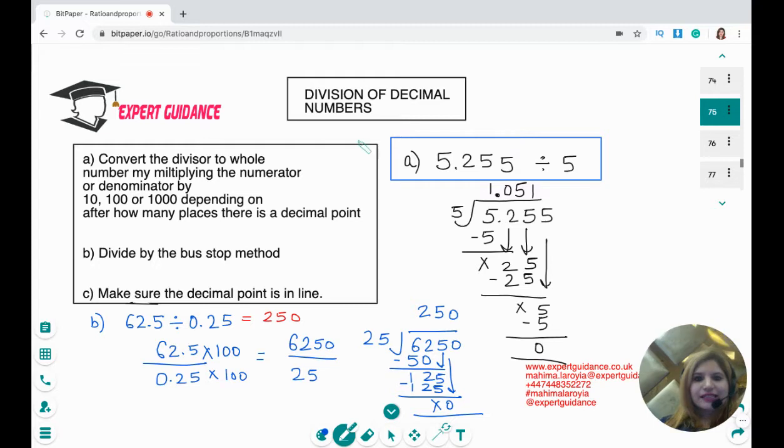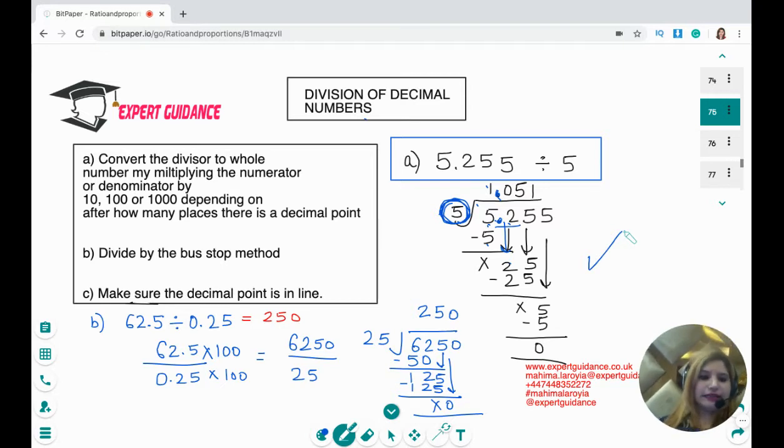Now, let us see division. For the division, if the divisor, that is the number with which you divide, has no decimal point, just do the normal division by the bus stop method and make sure to line up the points. So after you have divided 5, you have dragged the 2. It is after the decimal point, so you place the decimal point in the answer.